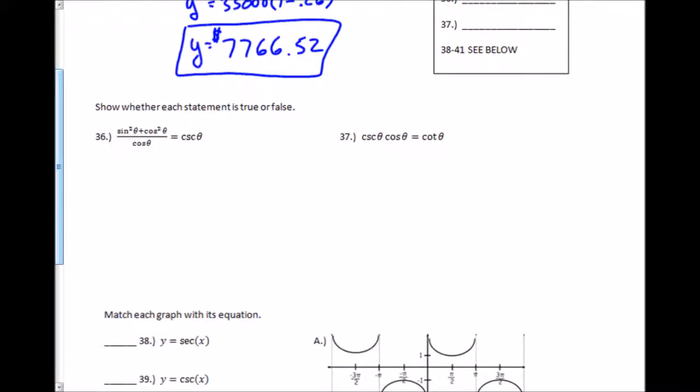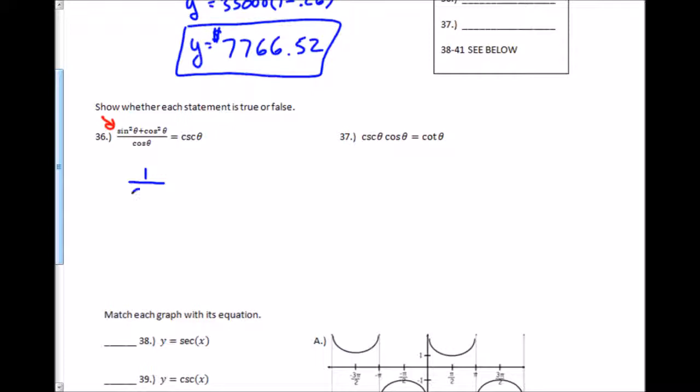Next, it says to show whether each statement is true or false. And really, we're just going to use our identities here. So I look for which identities I'd be able to use in this first one. The one that should stick out is this numerator, the sine squared plus cosine squared. That's one of my Pythagorean identities. Sine squared plus cosine squared equals 1.